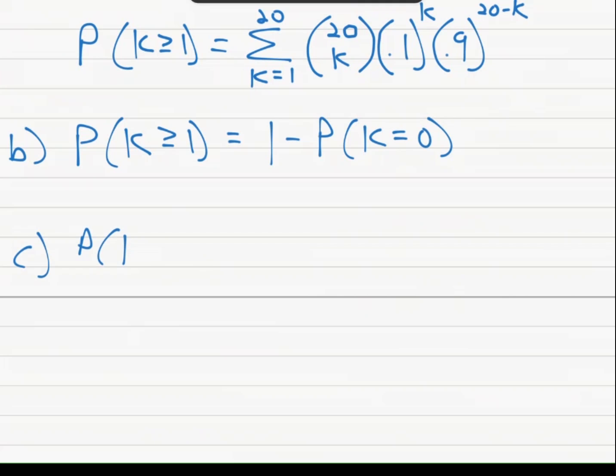So when I have a single term, I like these single terms. What's going on? Sorry about that.